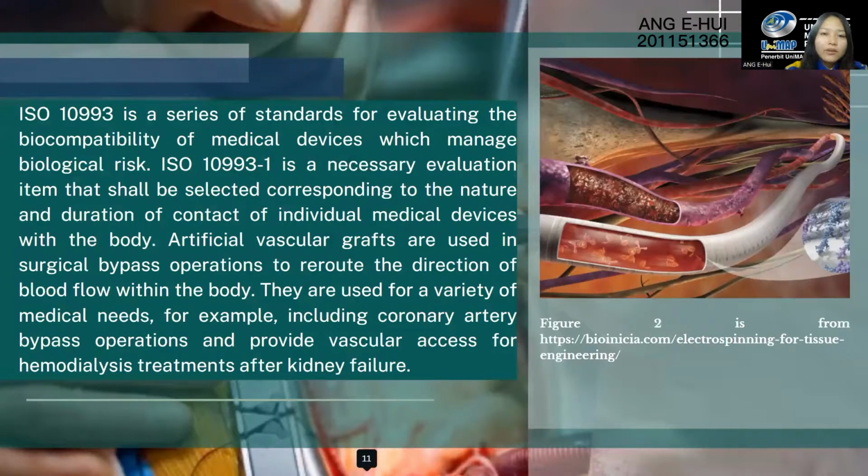ISO 10993 is a series of standards for evaluating the biocompatibility of medical devices, which manage biological risks. ISO 10993-1 is a necessary evaluation system that shall be selected corresponding to the nature and duration of contact of the individual medical device with the body. Artificial vascular grafts are used in surgical bypass operations to redirect the flow of blood within the body. They are used for a variety of medical needs, including coronary artery bypass operations, and provide vascular access for hemodialysis treatments after kidney failure.